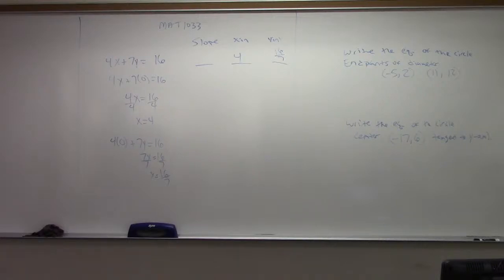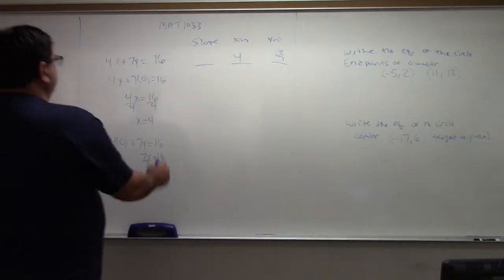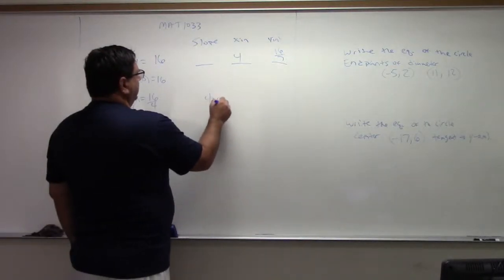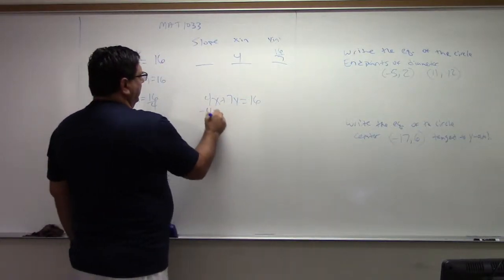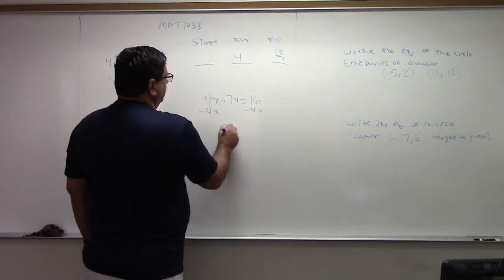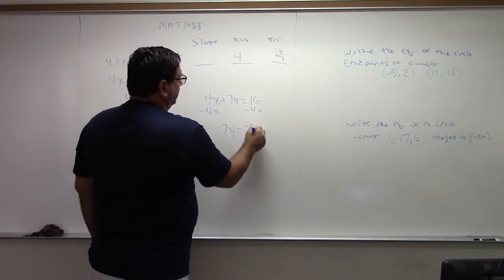Now what's the slope? How do you find it? Why don't you put it in standard form? Well, it's in standard form. Slope-intercept form, right? So how do you do that? You would move the x over to 16. Okay, so move the x over. 4x plus 7y equals 16. Subtract 4x, subtract 4x. 7y equals negative 4x plus 16.